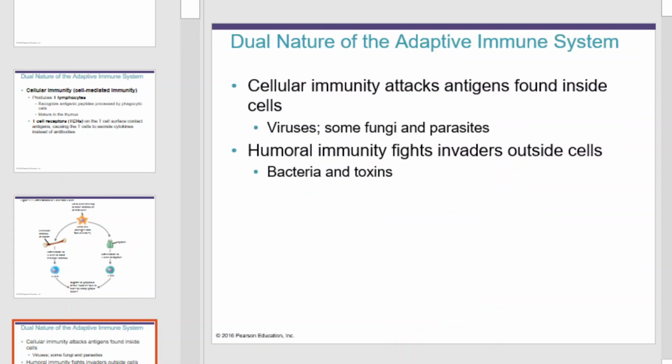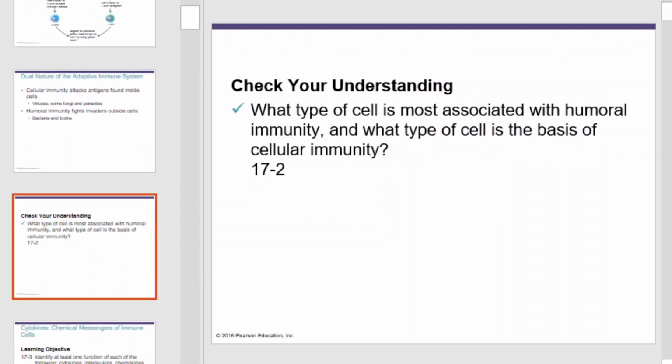Cellular immunity attacks antigens found inside cells. Viruses and some fungi and parasites are attacked this way. Humoral immunity fights invaders outside cells. Bacteria and toxins are dealt with this way.